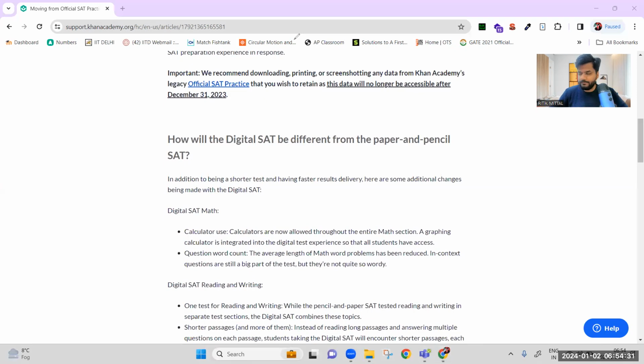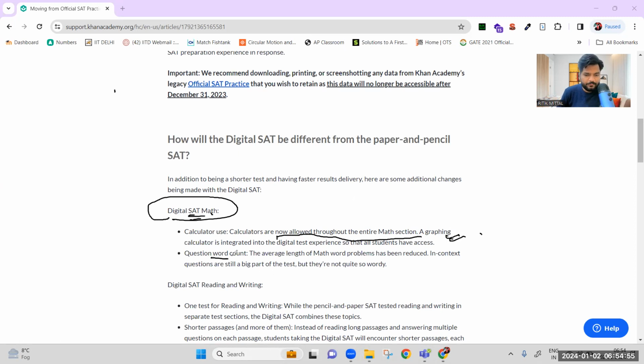The first difference between the digital SAT and the pen and paper SAT is in the math section. In the math section, you can now use the calculator for the entire section. Earlier, in the pen and paper SAT, the calculator was allowed only for one particular section, but for the digital SAT the calculator is allowed for the entire math section.